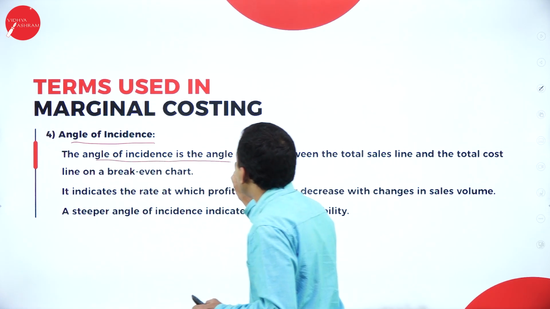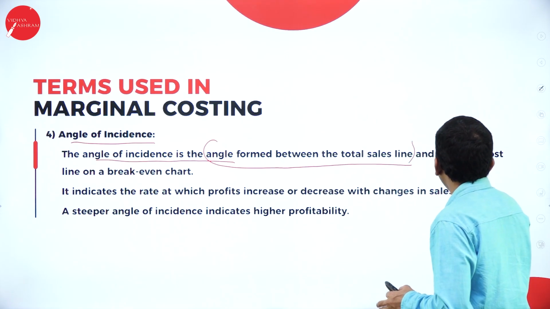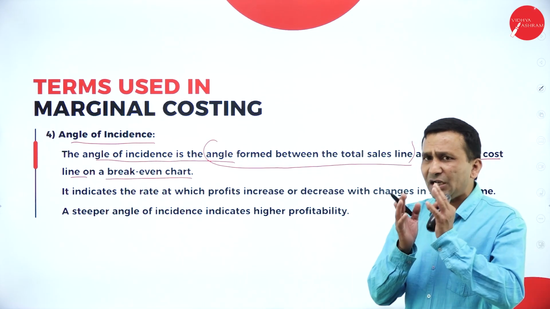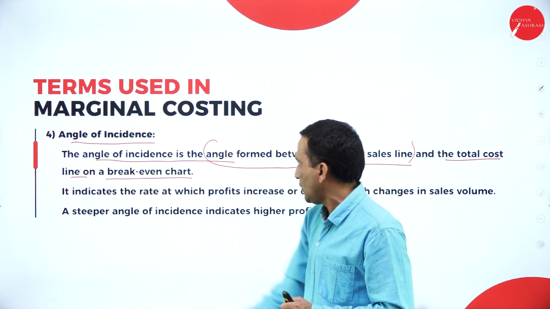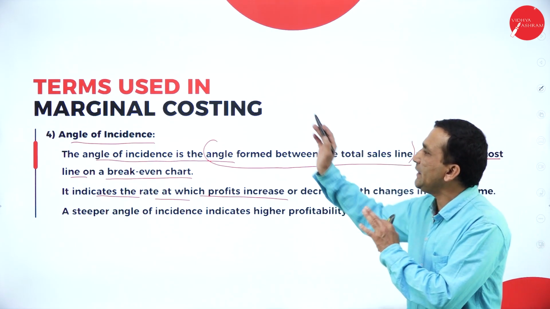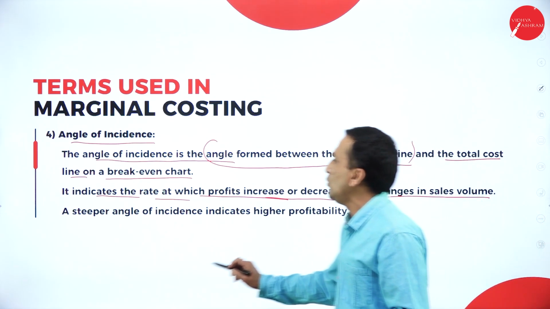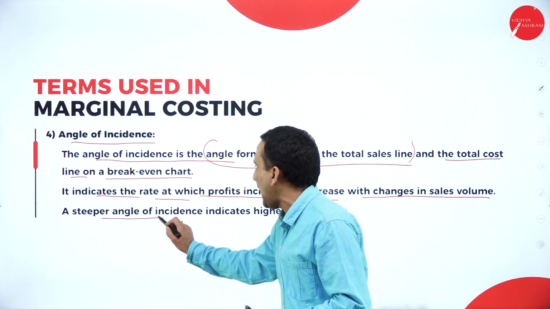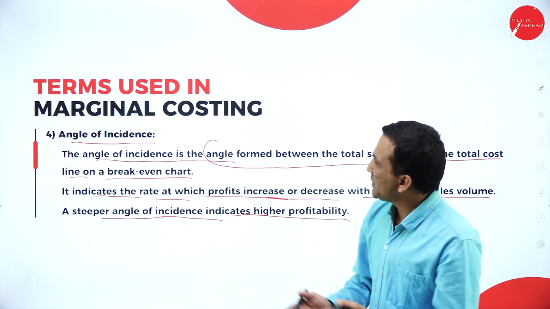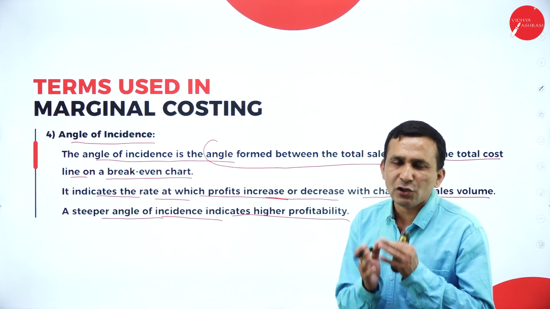The angle of incidence is the angle formed between the total sales revenue and total cost lines on a break-even chart. In the break-even chart, we can identify the angle of incidence, okay. It indicates the rate at which profit increases or decreases with the change in sales volume. A steeper angle of incidence indicates higher profitability. In the coming slide, using a graph, you can easily understand where exactly the angle of incidence is located.